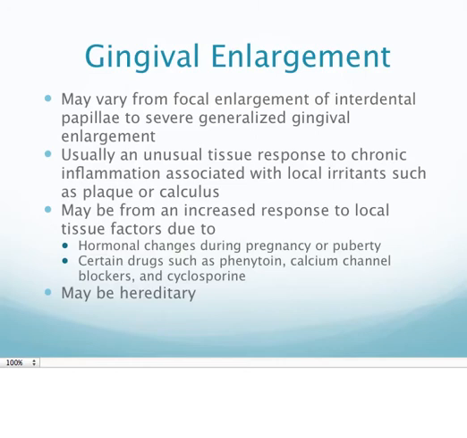Usually, an unusual tissue response of gingival enlargement happens due to chronic inflammation associated with irritants such as plaque or calculus. So for example, gingivitis could be a chronic inflammation of gingival enlargement. We also know the gums can get big due to local tissue factors such as hormone changes in pregnancy or puberty, and certain drugs. What are the drugs that cause gingival enlargement? Phenytoin, however you say it, calcium channel blockers, and cyclosporin, which is an antibiotic.